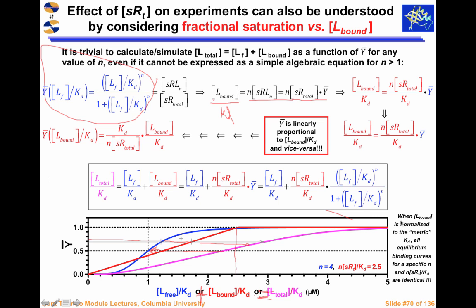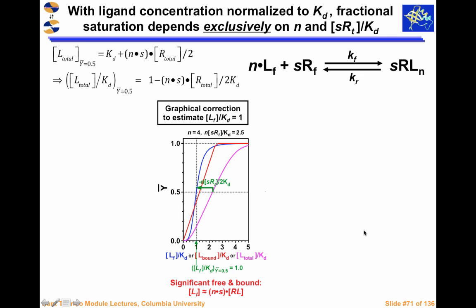So, point here, when L bound is normalized to the metric KD, all equilibrium binding curves for specific NSRT over KD are identical, right? When we normalize L bound and we normalize L free, all of these binding curves look the same, and they depend only on n and NSRT over KD. In this space, in our L total over KD, LF over KD, L bound over KD, L total over KD, in this KD normalized space, all fractional saturation curves are the same, depending just on n and the value of NSRT over KD. All right, so now let's get back to the graphs that we considered earlier with the graphical correction.